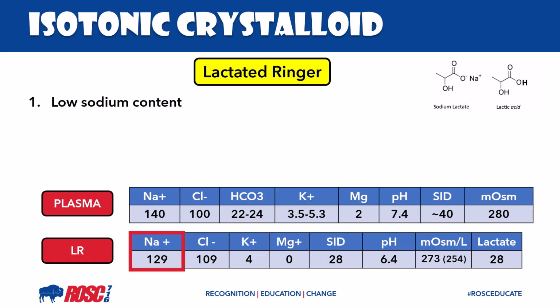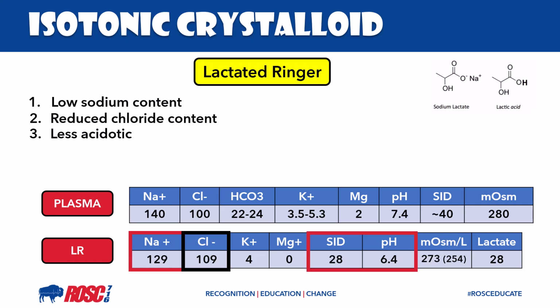So first, lactated ringer has a lower sodium content than plasma. This is very important to point out. 129 milliequivalents per liter in lactated ringer. Next, lactated ringer has a reduced chloride content in comparison to saline. Still not perfect, but definitely improved. Lactated ringer is an acidotic formulation as well, but not as bad as 0.9% saline. You can see that the pH is 6.4. The strong ion difference is lower than plasma. However, it doesn't break that threshold of 24. So yes, an acidotic formulation, but not as bad as 0.9% saline.